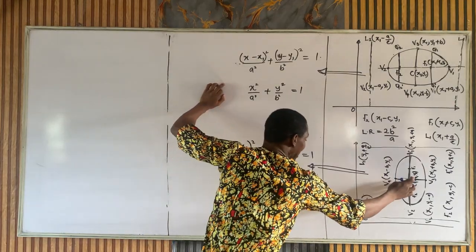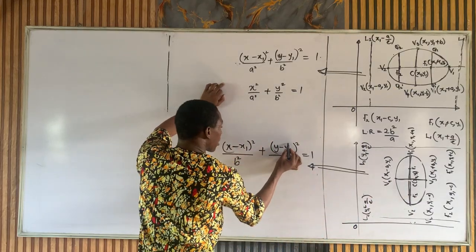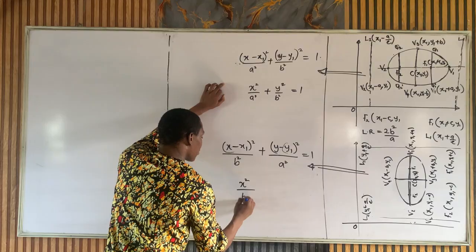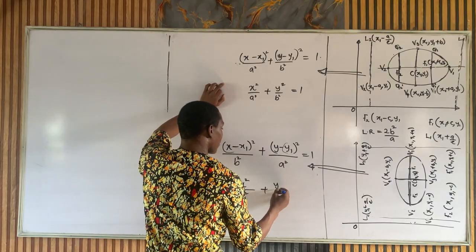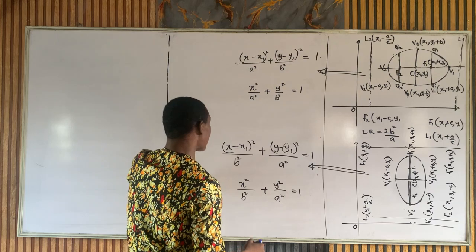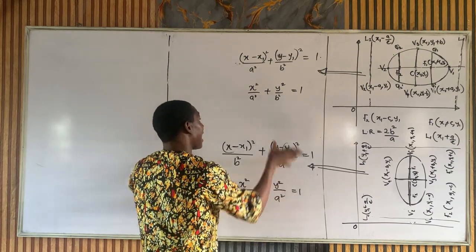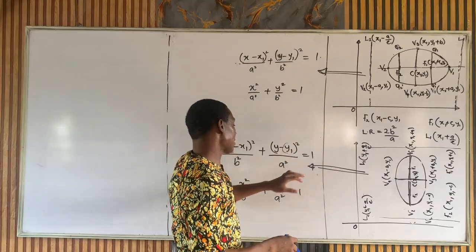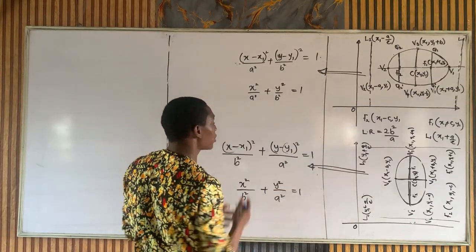And again, if the center is at the origin, this will become 0 and this will become 0. And that will become x squared over b squared plus y squared over a squared is equal to 1. Now, the question is, if I'm given an ellipse, how do I know that it's of this form or of this second form, just from the equation?